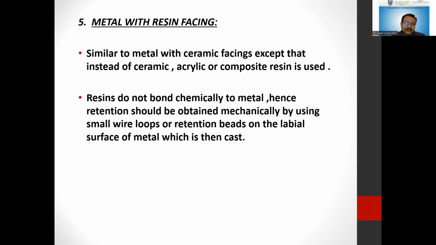And metal with resin facing. It is similar to the metal with ceramic facing, except that instead of the ceramic, acrylic composite is used. The resins do not bond chemically to metal. Hence, the retention of the restoration should be obtained mechanically by using a small root and retention beads on the surface of the metal which is on the cast.